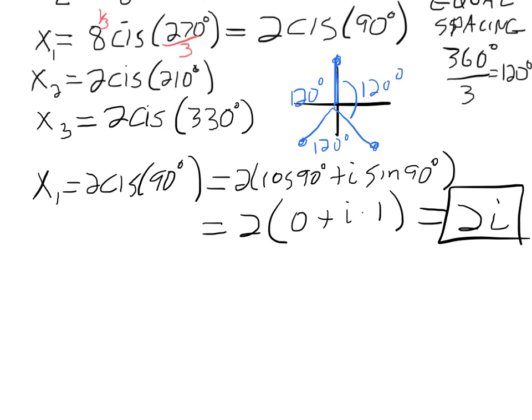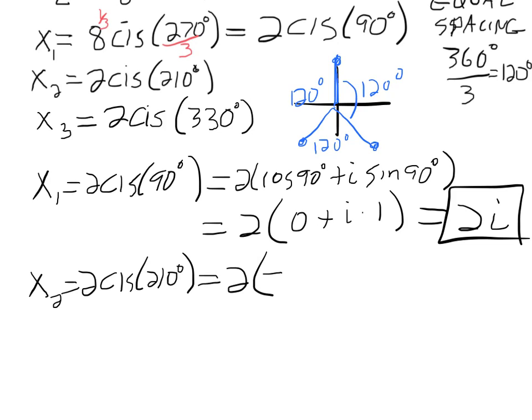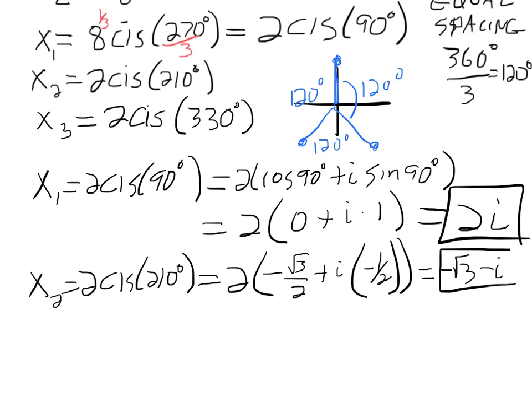Okay, second answer. 2 CIS 210 degrees. Third quadrant, reference angle 30. So we can go to 2 cosine of 30, square root of 3 over 2, negative in the third quadrant. Negative square root of 3 over 2. And then plus I, and sine is negative 1/2. So this is negative square root of 3 minus I. Second answer.